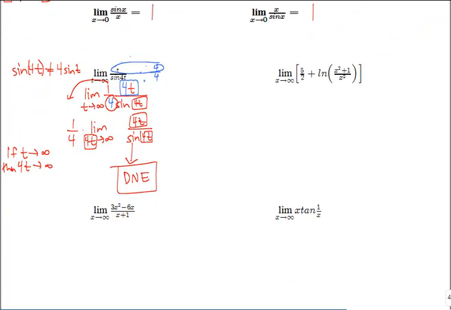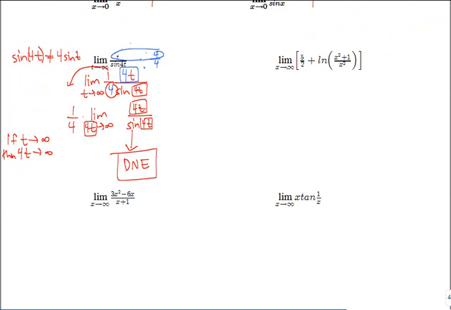Okay, let's try another example. Here we want the limit as x goes to infinity of 5/2 plus the ln of (x squared plus 1 over x squared). So we're going to use our limit properties here. The limit of a sum is the sum of the limits. So I'm going to break this up into the limit of the 5/2 plus the limit of this ln function. The limit of a constant is that constant right back again, so the limit of 5/2 will stay 5/2.